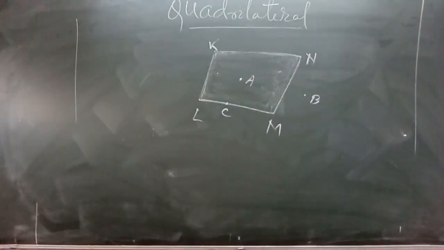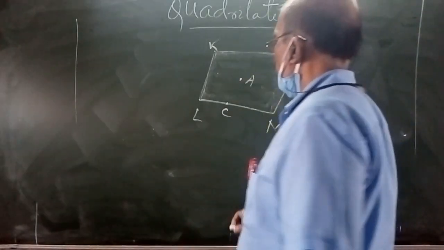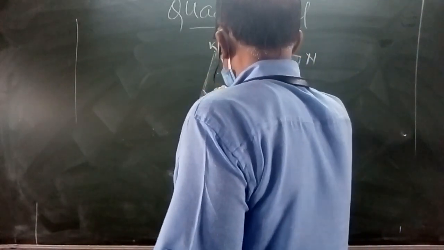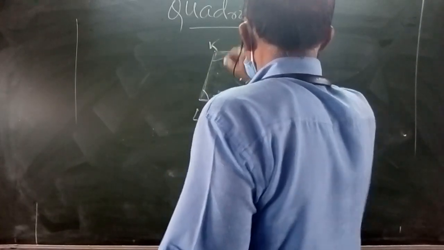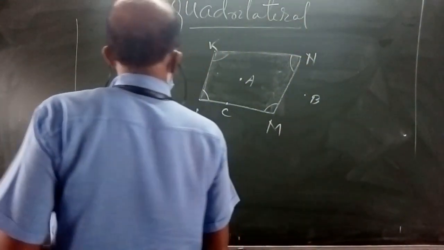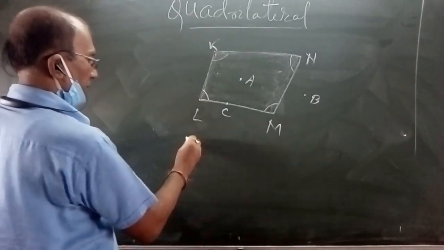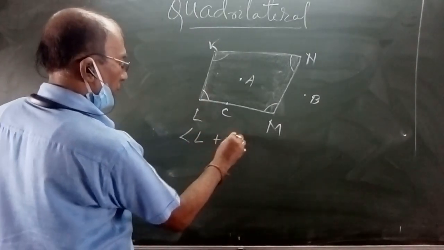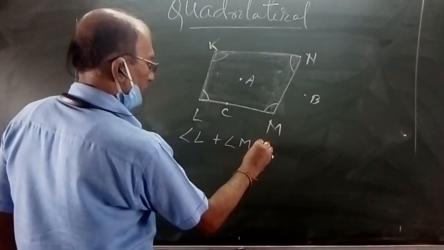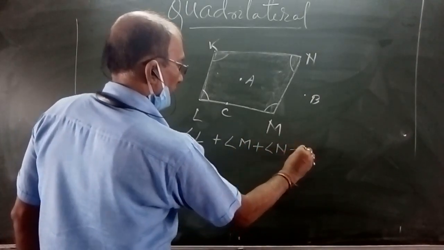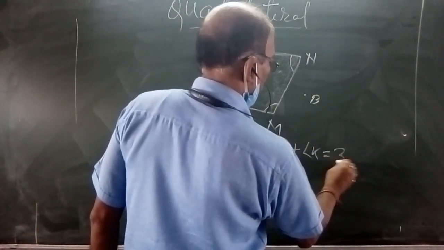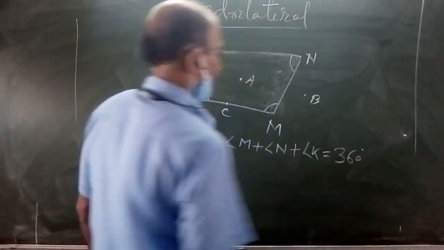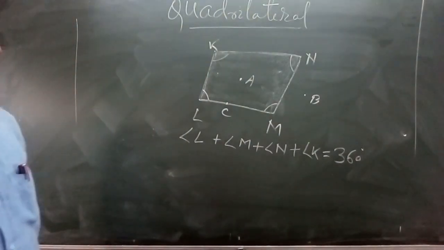In a quadrilateral, an interesting property: sum of four angles of a quadrilateral is 360 degree. Here angle L plus angle M plus angle N plus angle K is equal to 360 degree. This is the interesting property of a quadrilateral.